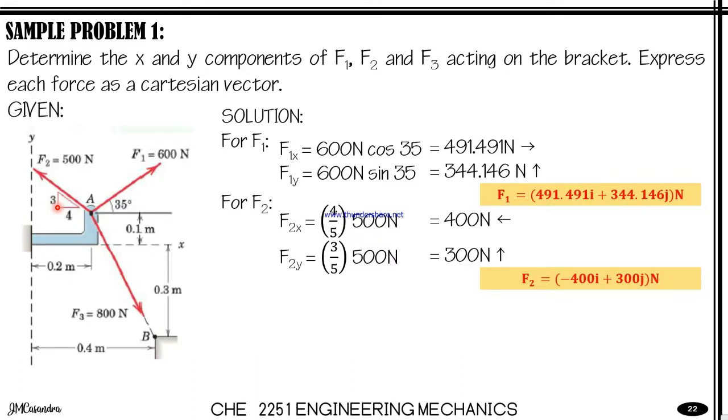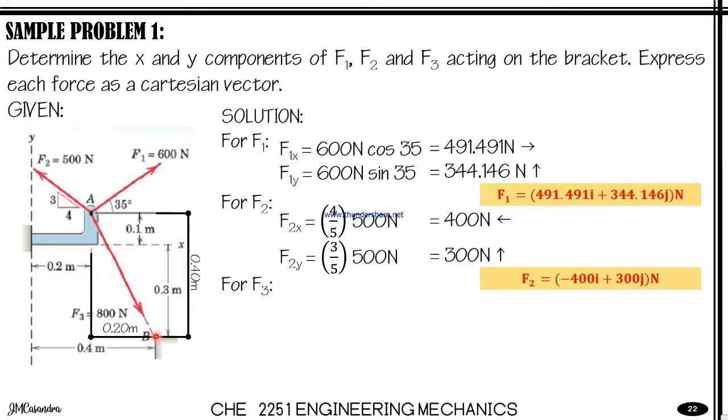And then lastly, we have F3. We do not have an angle and the slope is not given, but the distances from point A to point B are given. So with this, we can solve for the distances and we can solve for the slope. So for F3, we know now that the horizontal is 0.2 meters and the vertical is 0.4 meters. So we can solve for the slope of the vector.